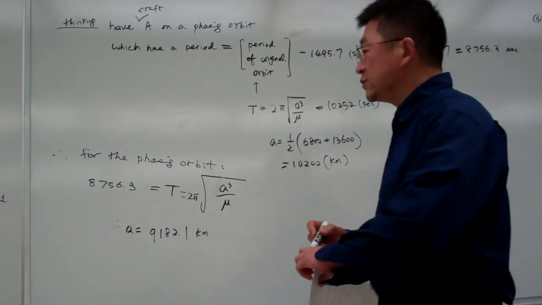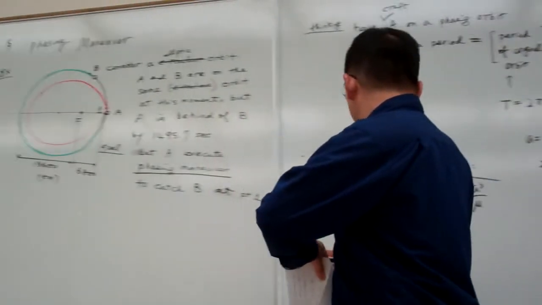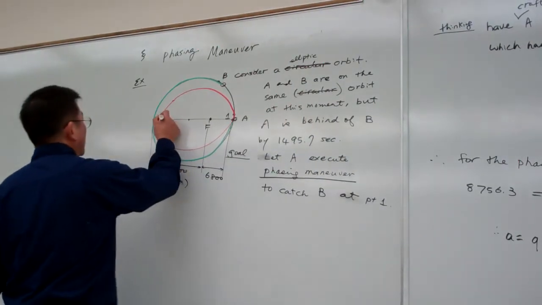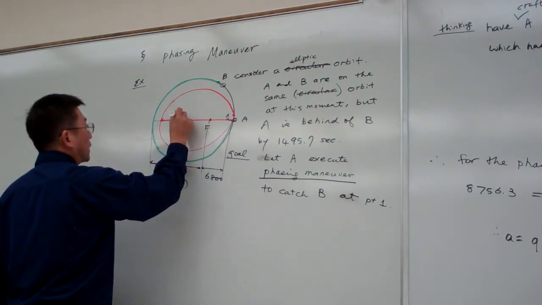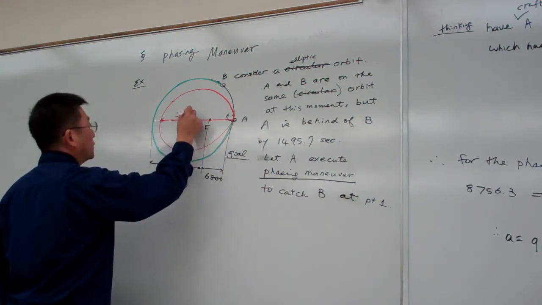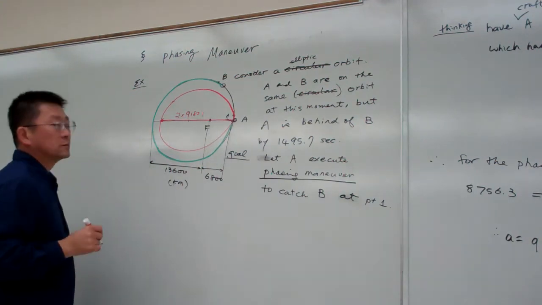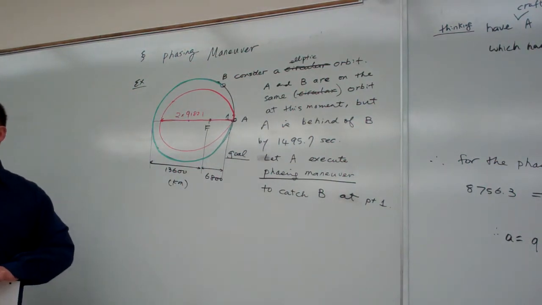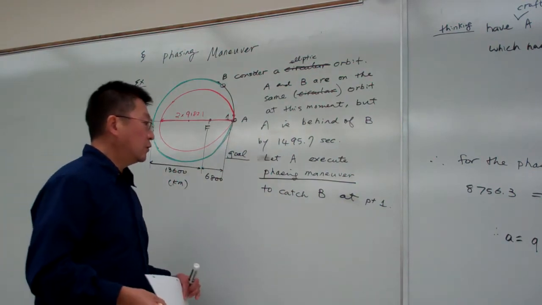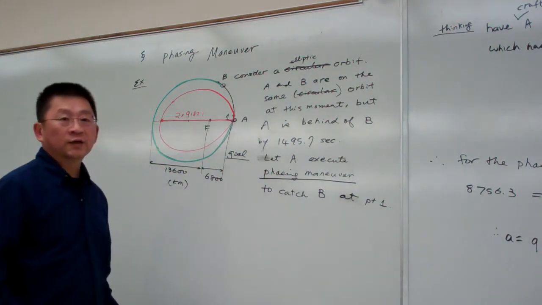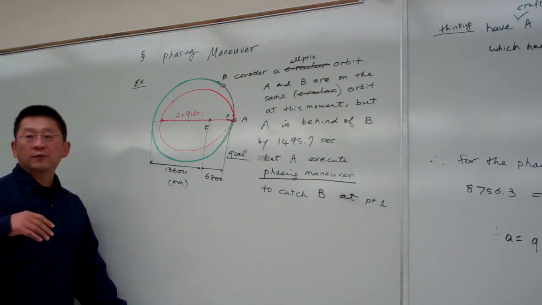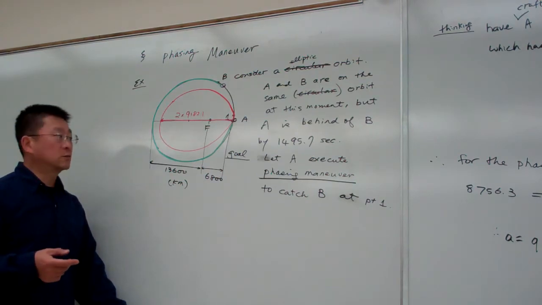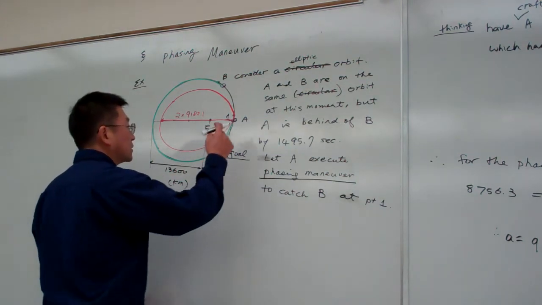Okay, so here we determined this distance is 2 times 9182.1. We have this information, so we are pretty confident we should be able to do it. And now what remains is again how much fuel, how much velocity, I would say the thrust vector, the thrust here. So what is the data in here?